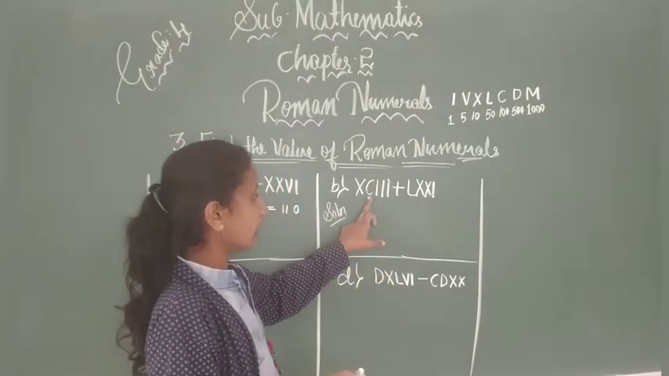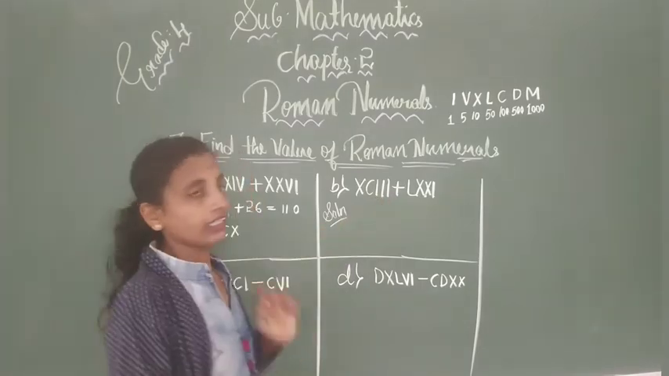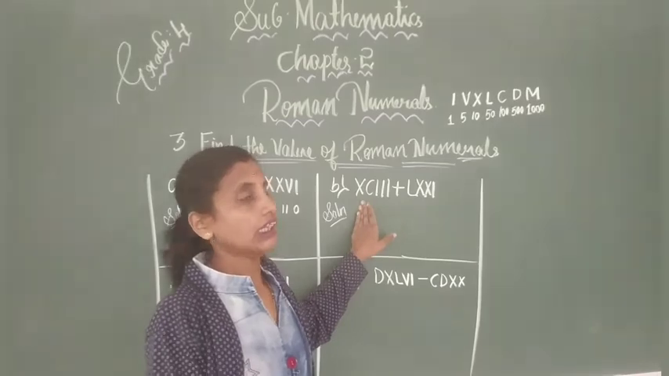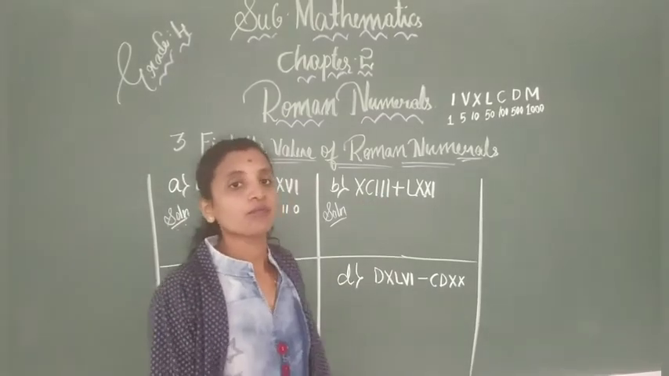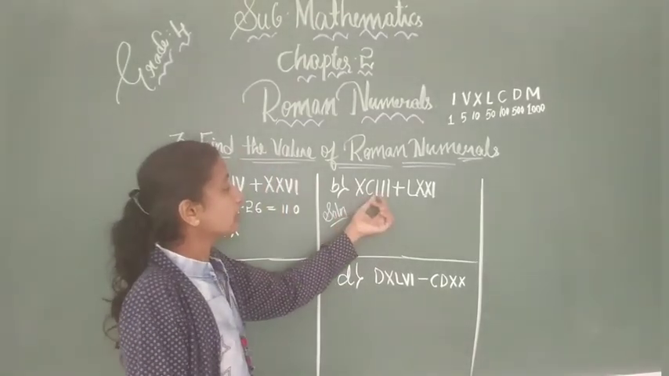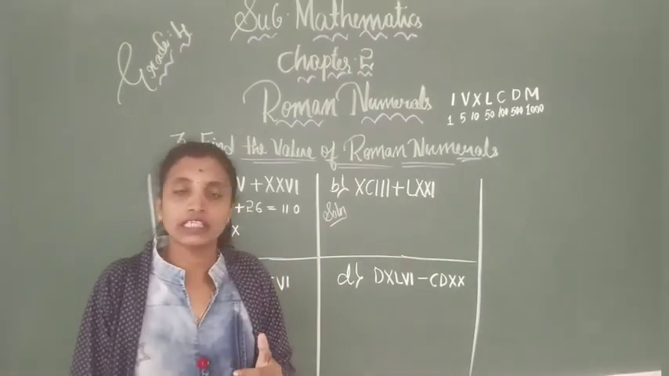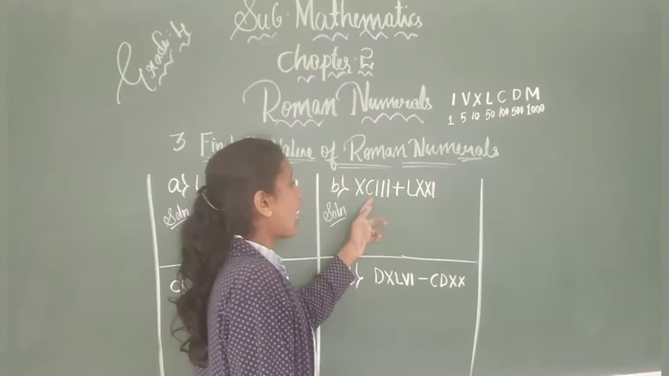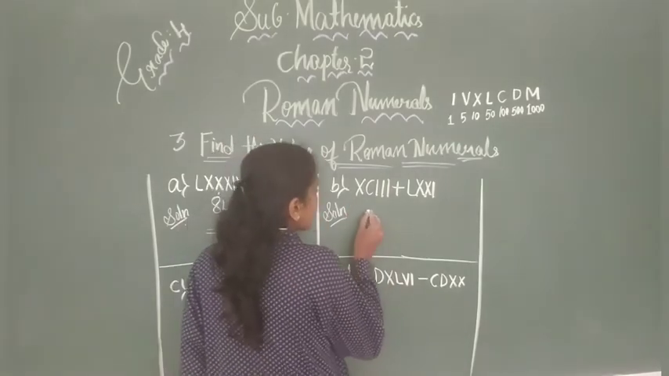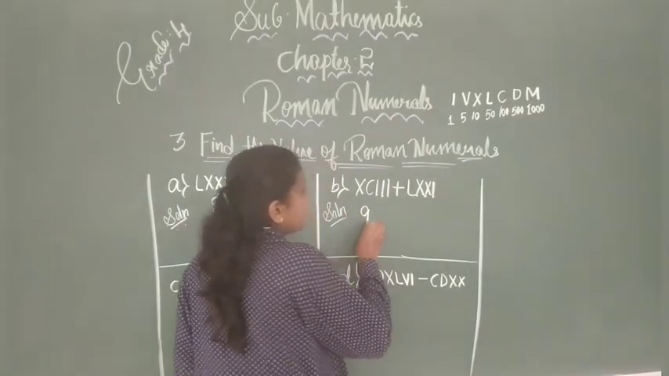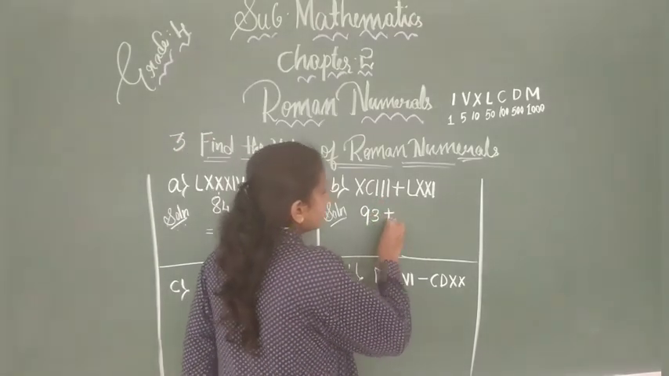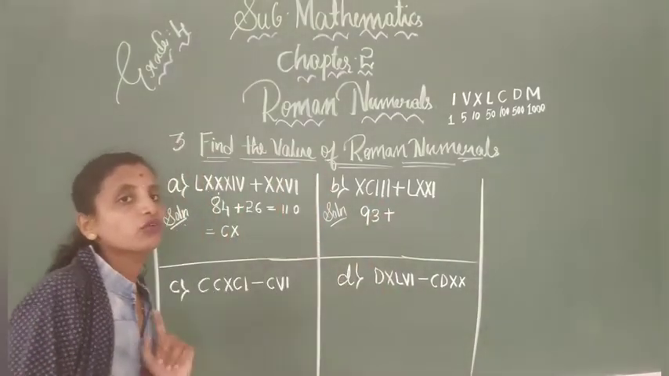XCI. X means 10, C means 100. But X is on the left side of C, so you have to make subtraction. 100 minus 10 is 90, plus 1 is 91. Did you understand how 93 came?